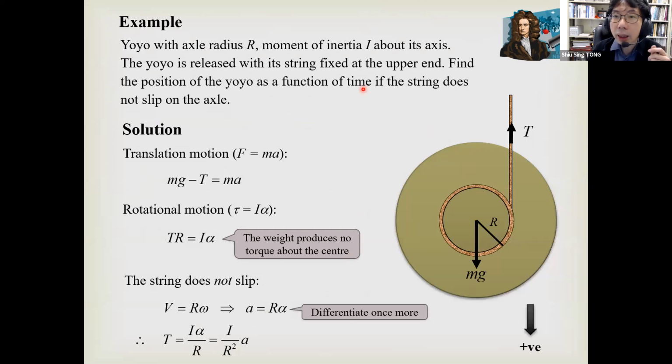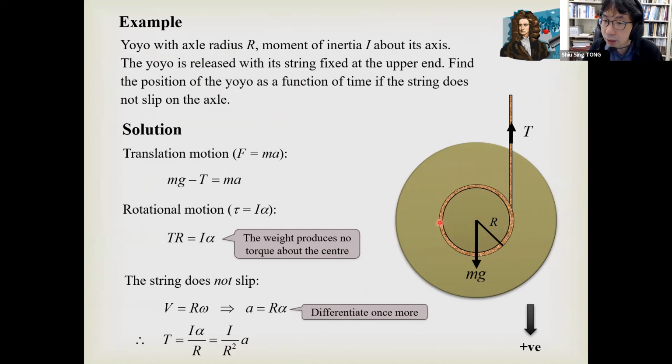Now, having learned so much about rotation, we want to apply what we have learned to study a rotating body. Now we have a yo-yo. I think you have already played with a yo-yo before. When you release the yo-yo and let it fall under gravity, the yo-yo will be uncoiling itself. The string along the axis of the yo-yo will uncoil itself. So the yo-yo will descend, right?